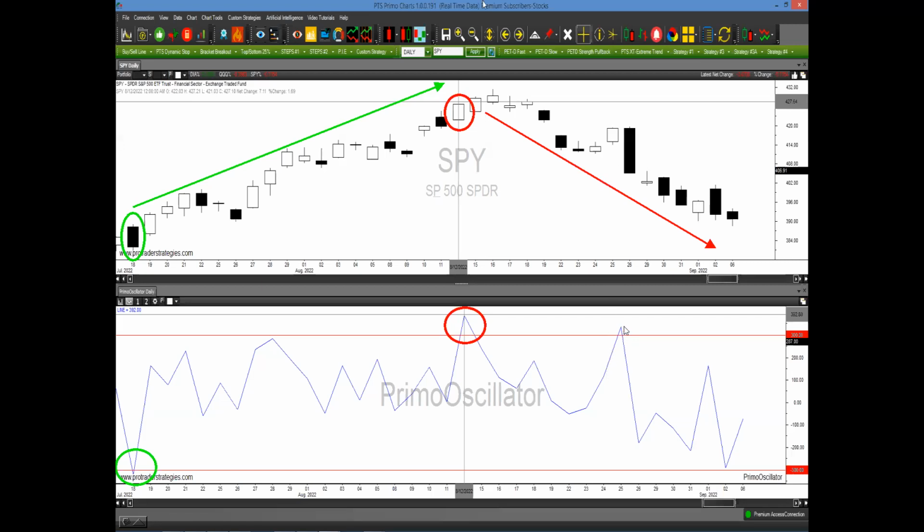The oscillator once again closed above the upper threshold. Now you notice this isn't picking a top. We've already come down lower. It's just telling you that it's already identified a price directional change. So even if we're going up for one or two days, it's saying that the direction of the price is going to change. And look what happened after that.